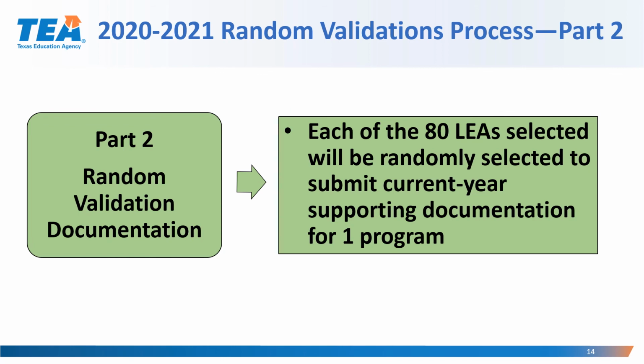In Part 2 of the random validation process, each of the 80 LEAs that are participating will be randomly assigned one program and will be asked to submit current year supporting documentation for that program through the ESA Reports application on TEAL.